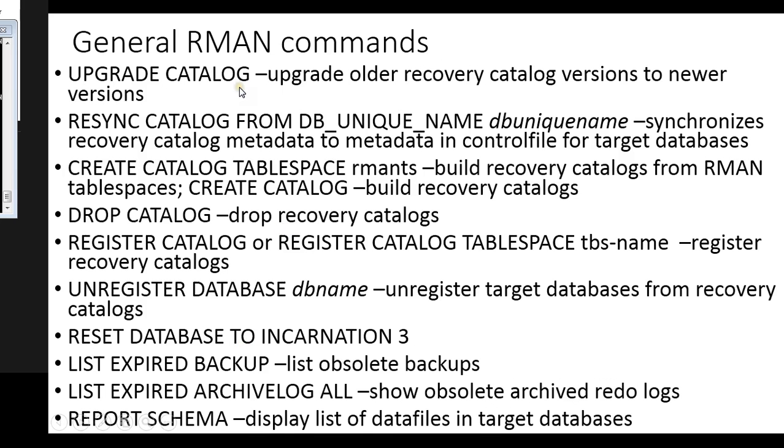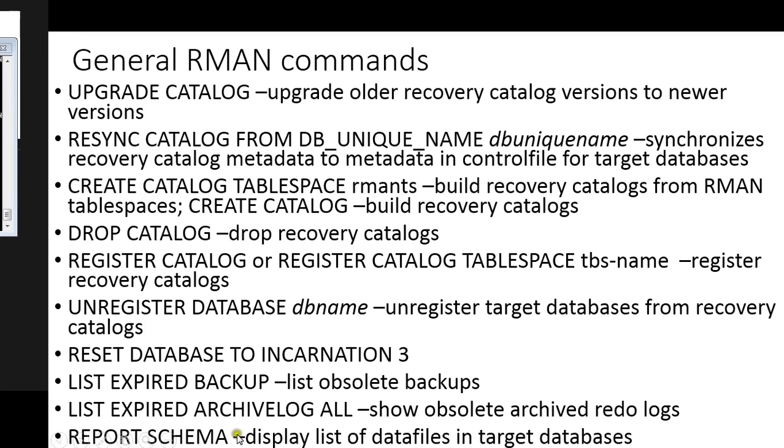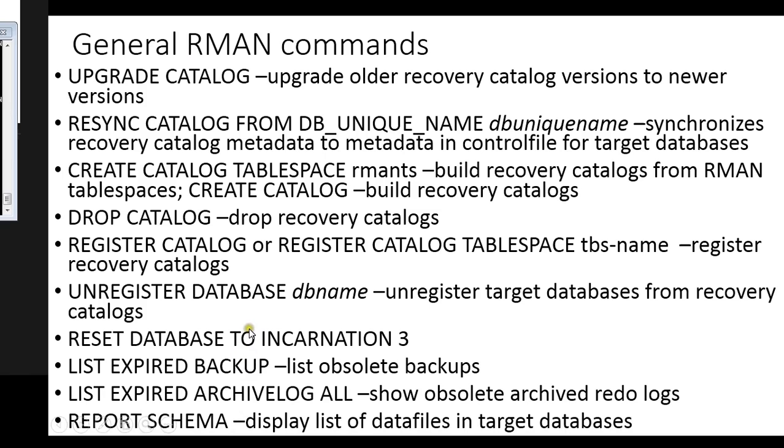And then these are some other RMAN commands. You can also use upgrade catalog, which is just upgrading an older version of the recovery catalog to a newer version for your catalog. And then you can also run resync catalog from the unique name. This synchronizes the metadata inside your recovery catalog with the information inside the control file of the target database.